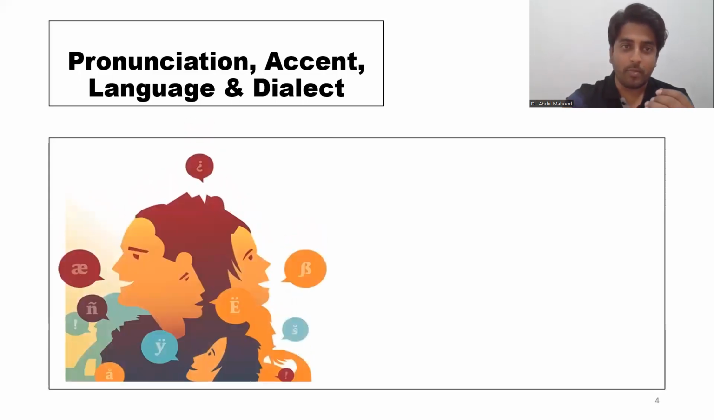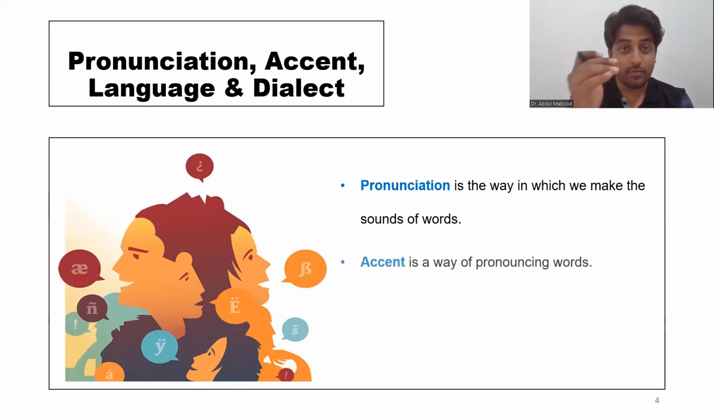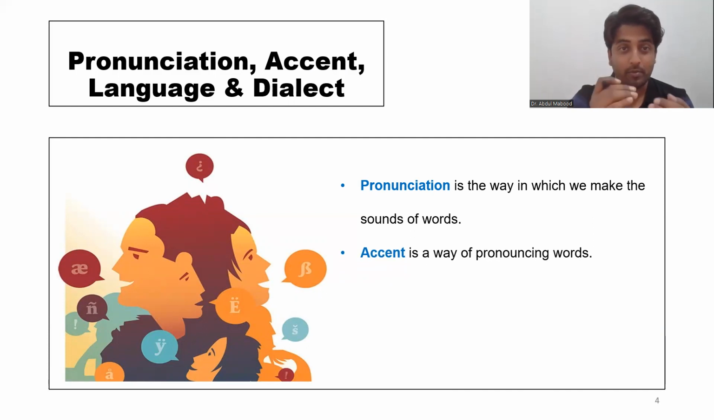Pronunciation is the sound that we make while speaking, or while delivering words through our mouth. So it is the way in which we make the sounds of words. Next comes, now you have to understand the difference between these things.